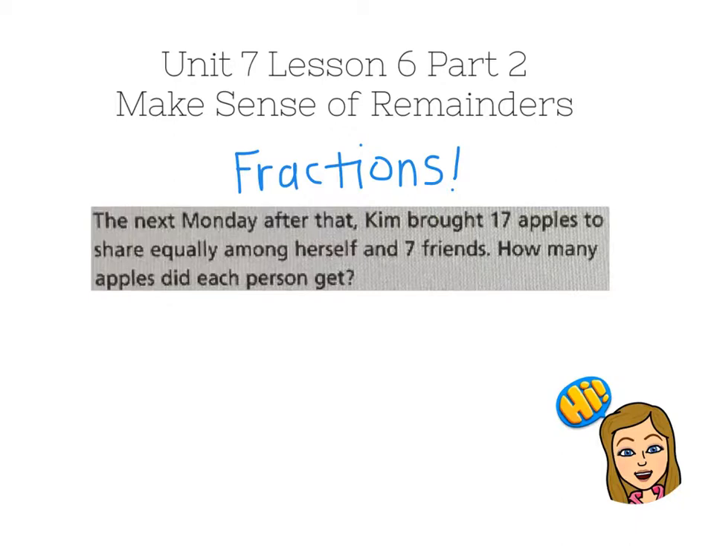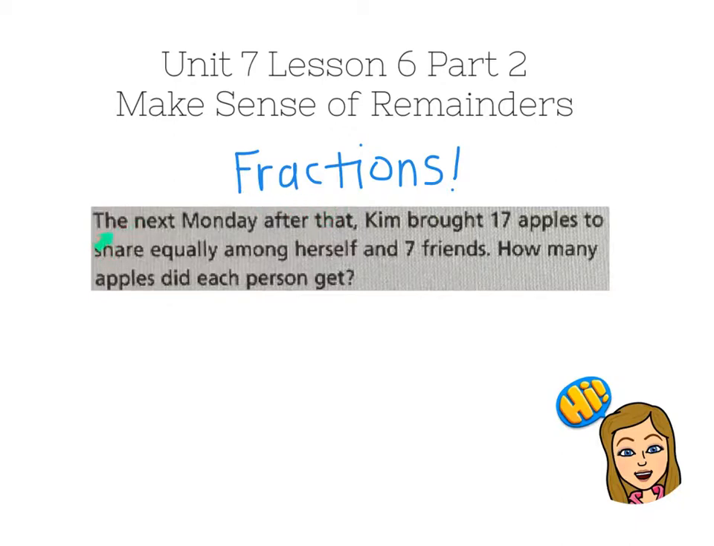So today we're going to make sense of even more remainders. This time we'll specifically be looking at fractions and then decimals, when instead of just answering a question as 5 remainder 2, for example. This first one will involve fractions.